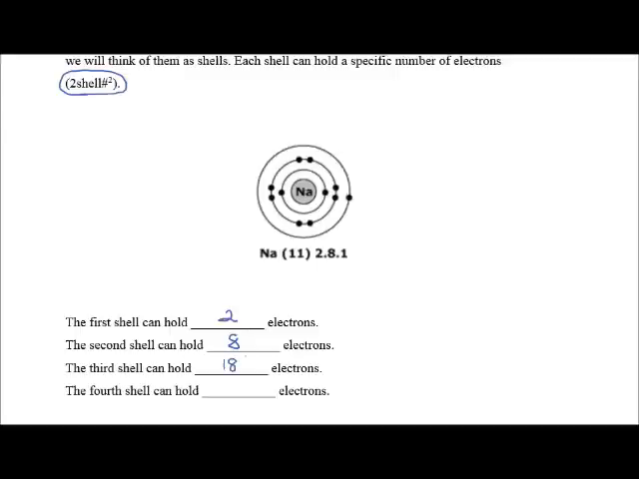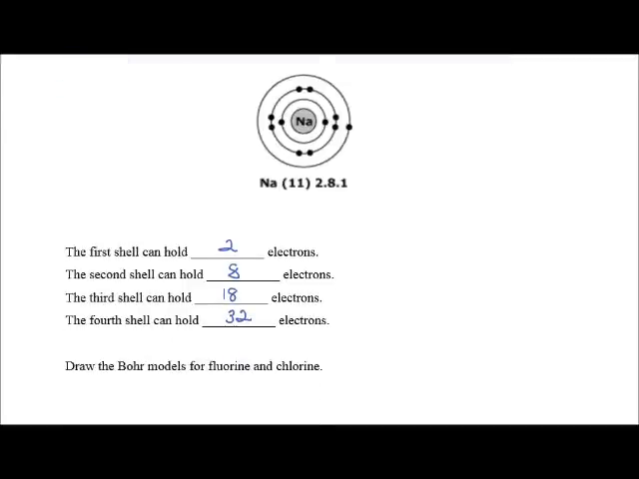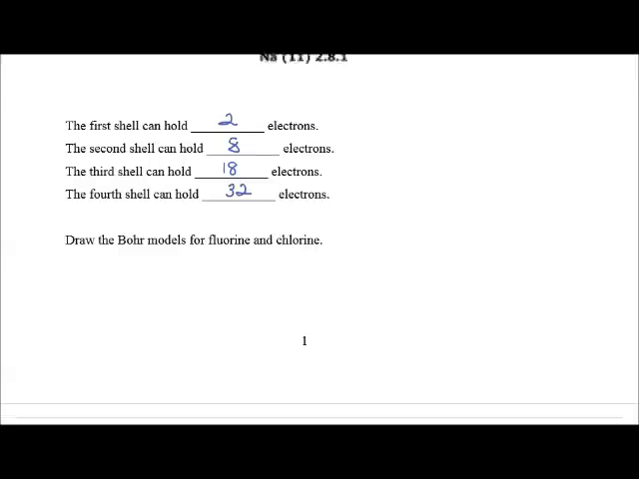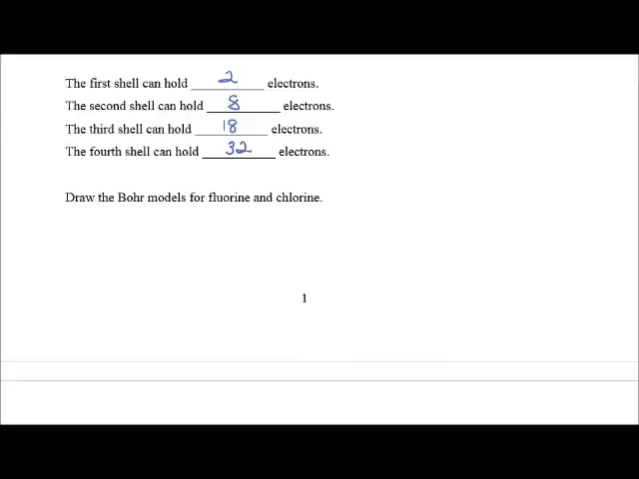And what do you think about the fourth? So 4 squared is 16 times 2 is 32. So we need to know 2, 8, 18, 32 for the number of electrons that a shell can hold. So draw the Bohr model for fluorine and chlorine.